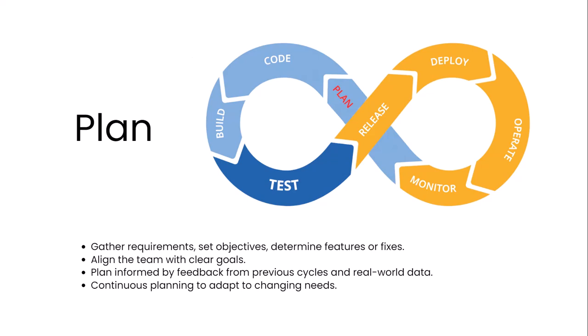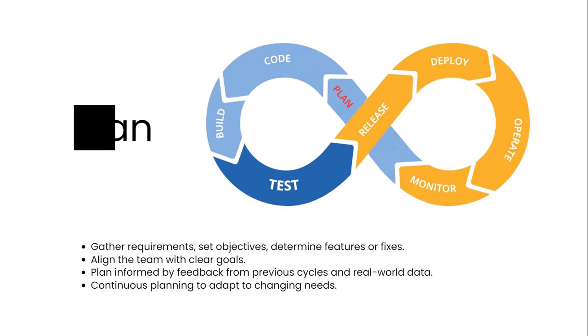In CI/CD, planning is ongoing and feeds back from everything we've learned in previous cycles. The plan stage might also include looking at any feedback from users or identifying new issues that have cropped up during the monitor phase, which we'll discuss later. The key is that every plan phase is informed by real data and real needs.